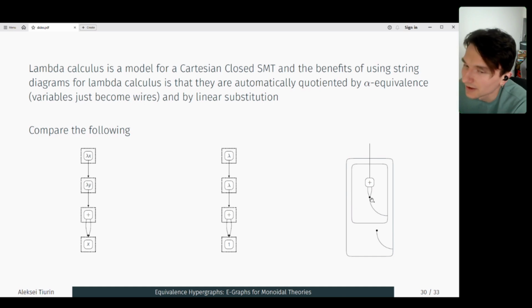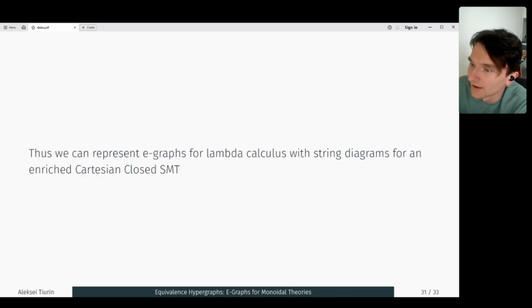So, it means that string diagrams are automatically quotiented by alpha equivalence. So alpha equivalent terms just end up being the same string diagram. And you can also notice how the argument of the second lambda abstraction gets discarded. Thus, we can represent EGRAPHS for lambda calculus by using our construction applied to the Cartesian closed symmetric monoidal theory.